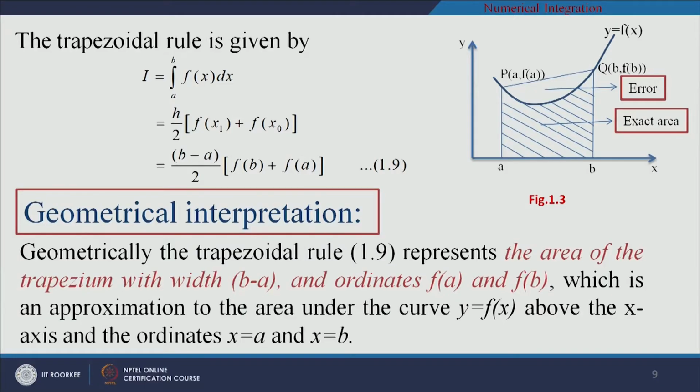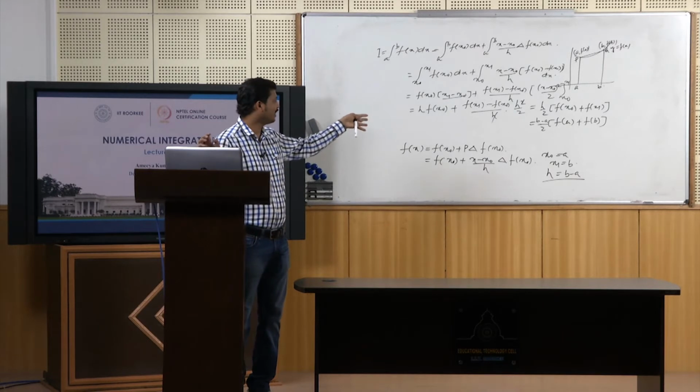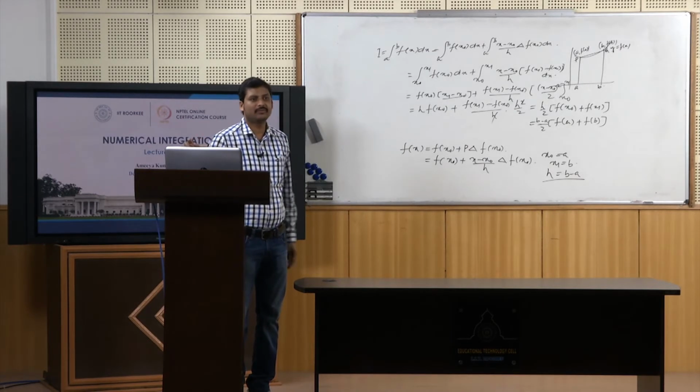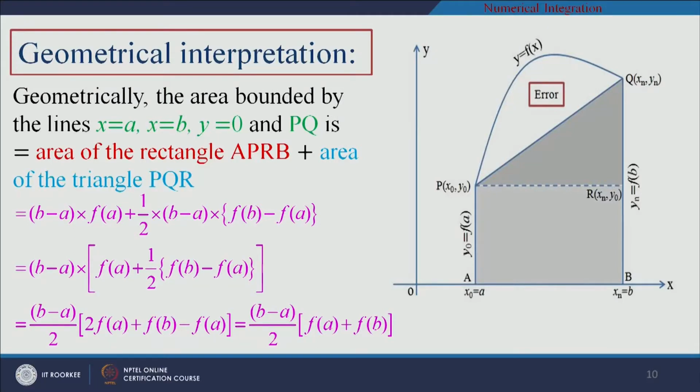Next, let us go to the geometrical interpretation. The area of the trapezoid with width b − a and ordinates f(a) and f(b) is an approximation to the area under the curve y = f(x) above the x-axis, between the ordinates x = a and x = b. This represents the area ((b − a)/2)(f(a) + f(b)). So, we can go for the geometrical calculation of this area.